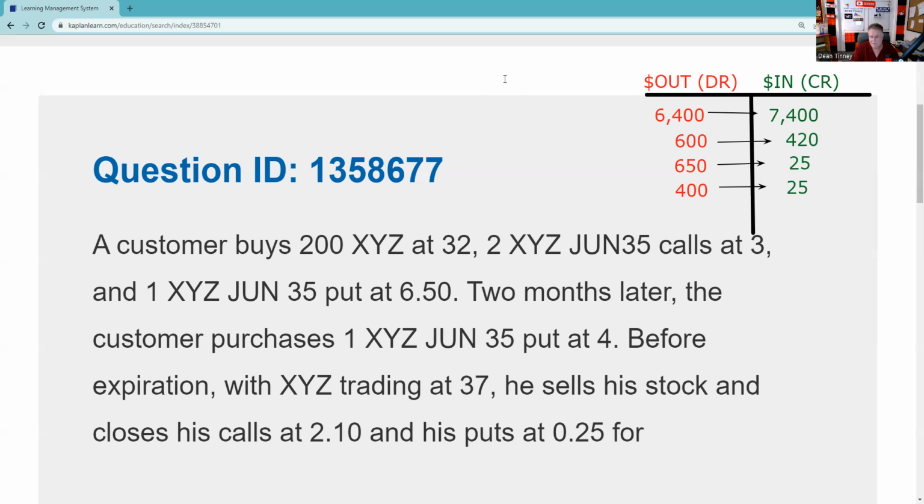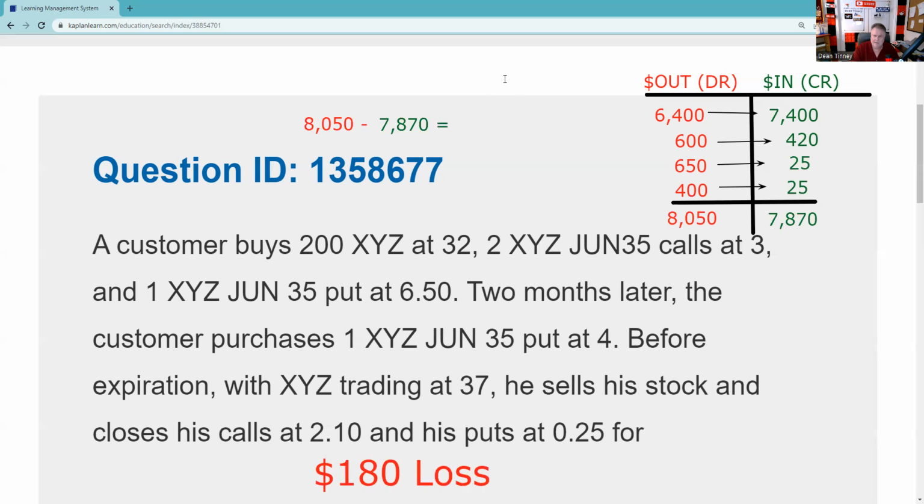Okay. And now it asks me what's the end result of this, a gain or a loss. And the way I do that now is I net. I say, okay, well, in total, I was out $8,050. I brought in a total of $7,870. So it looks like I have a loss. I got more money out than in. And so it looks like I have a $180 loss is the answer to this question.